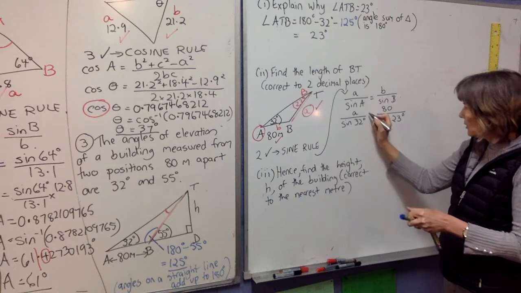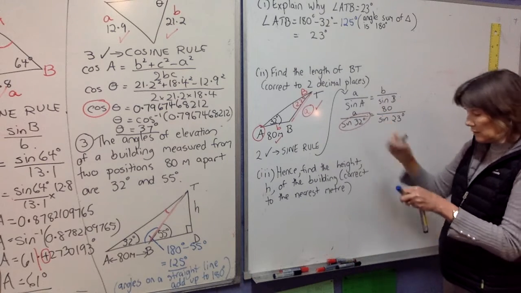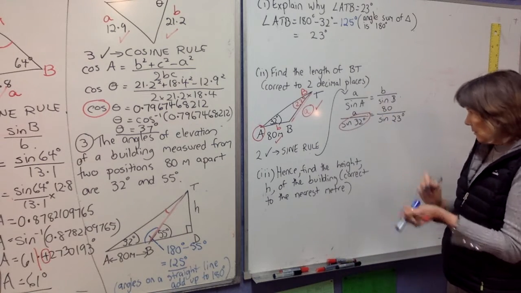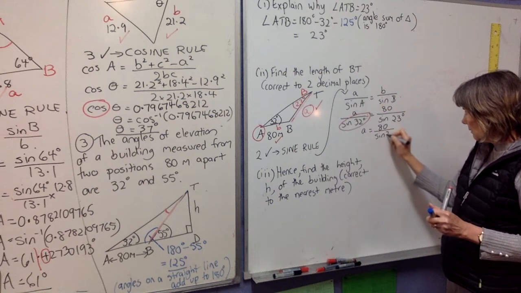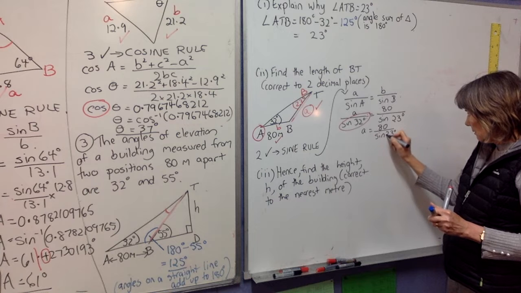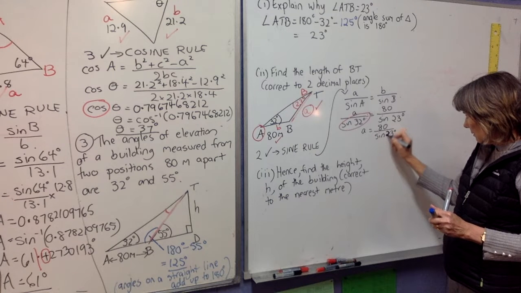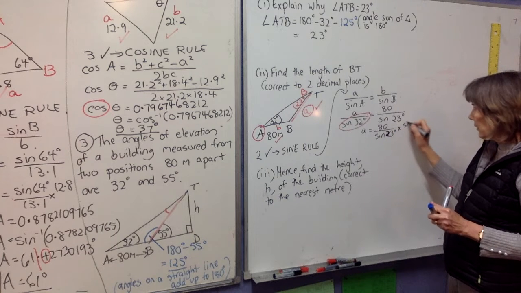And now we're going to solve our equation. So we're getting rid of this first. Keep what we have over here. And times by sine 32.